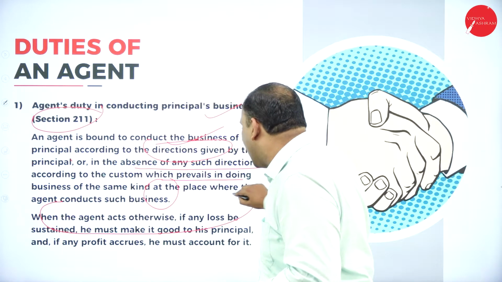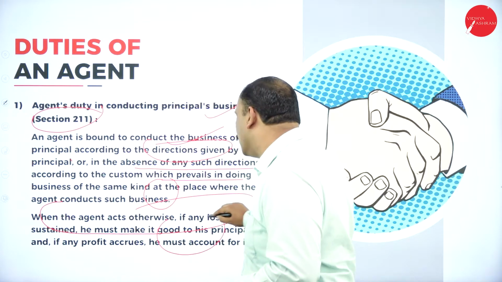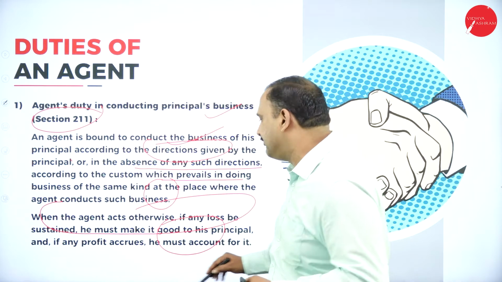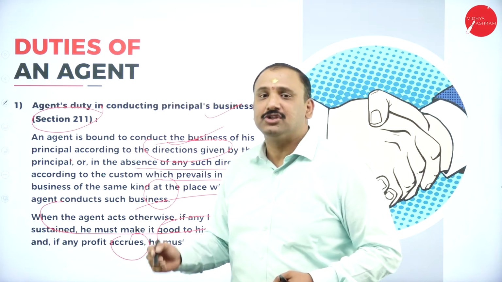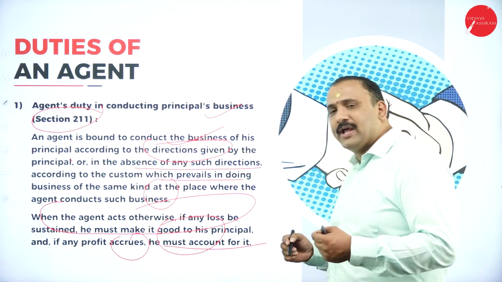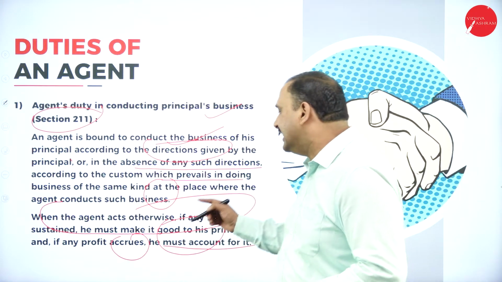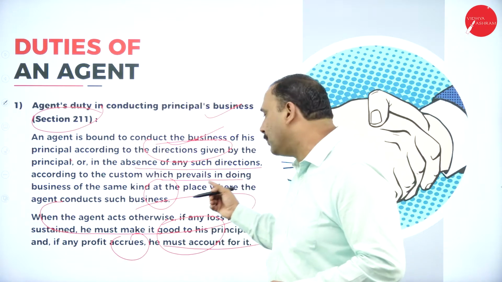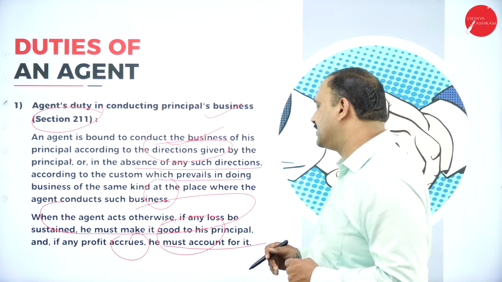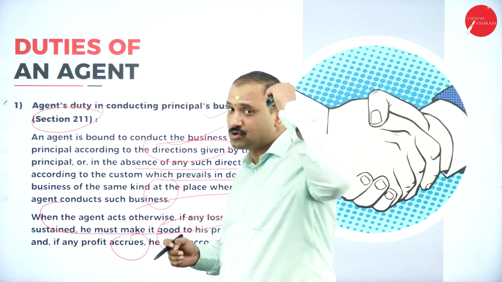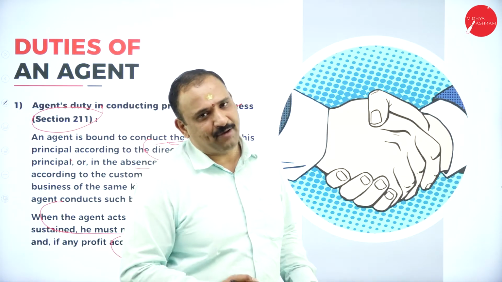Otherwise, if the agent acts otherwise and any loss is sustained, he must make it good to his principal, and if any profit accrues, he must account for it. So when the agent acts otherwise, he will be liable to pay any loss to his principal, and if any profit comes into the picture, he must account for it. He must go and tell his principal, this is the profit that we have made.